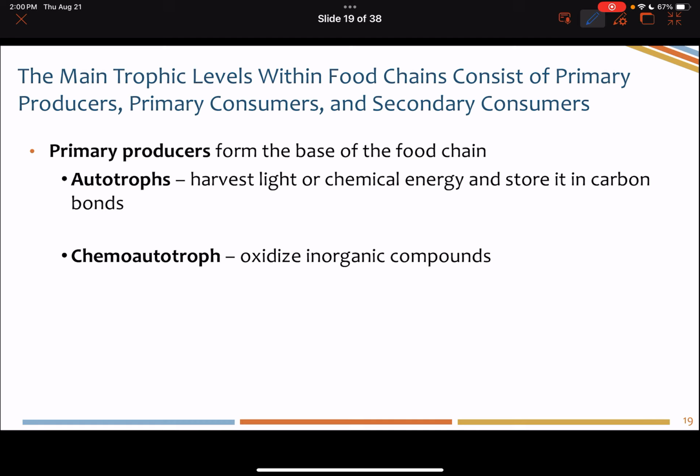So let's talk about our trophic levels just a little bit more. There's not really too much else to say. So our primary producers form the base of the food chain. This is going to be the source of all energy in the ecosystem.